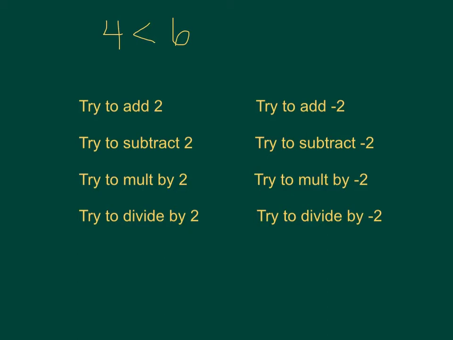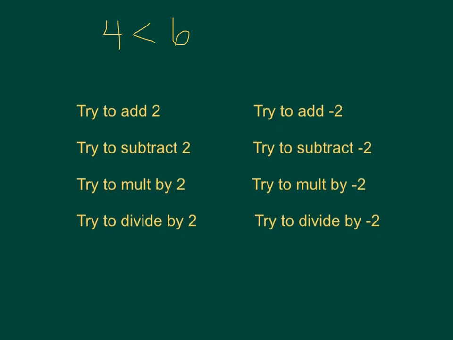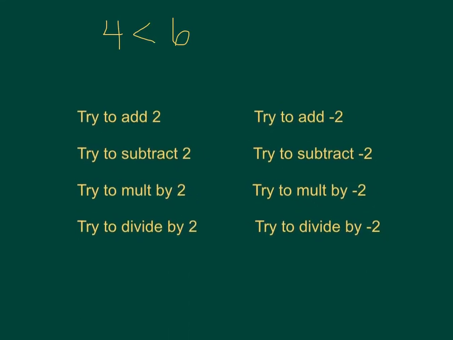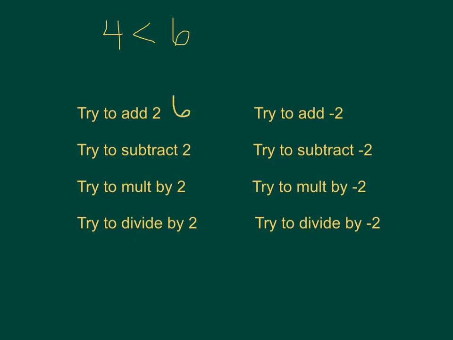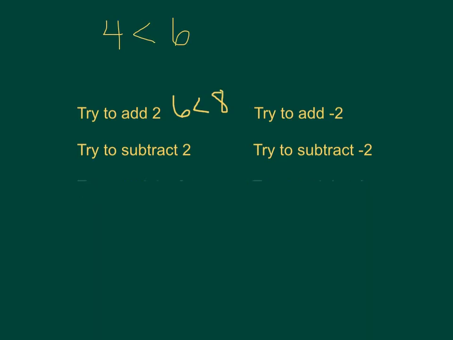Okay, so what we're going to do is we have 4 is less than 6. That's a true statement. So if we add 2 to both sides, that's going to give us 6 is less than 8, and that's a true statement. Then we're going to subtract 2 from both sides. That would give us 2 is less than 4. That is also a true statement. So we can subtract with inequalities.